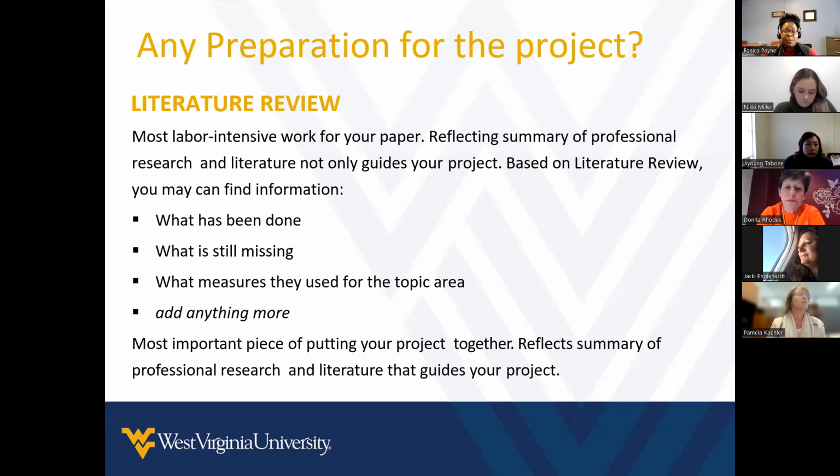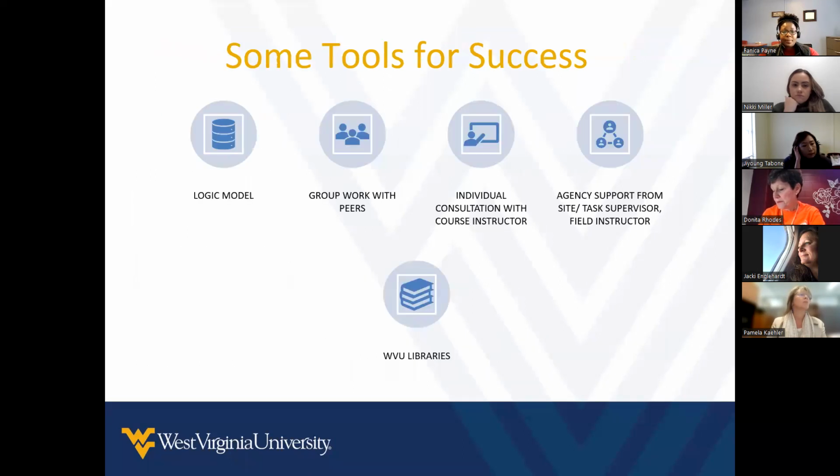It's the most important piece of putting your project together, and this part of the project is the literature review, because you want to be able to find the evidence, the literature, and review it, that supports that what you're evaluating is necessary, and that it's something that's already been done or supports the need for this program and the project. It also reflects a summary of professional research and literature that guides your project.